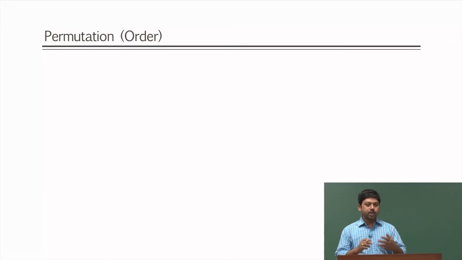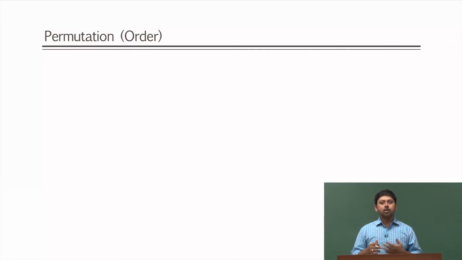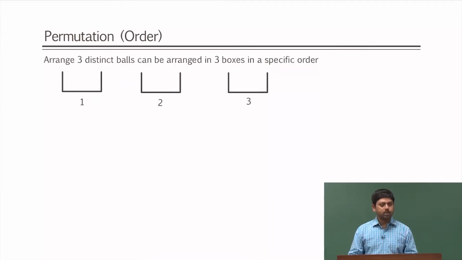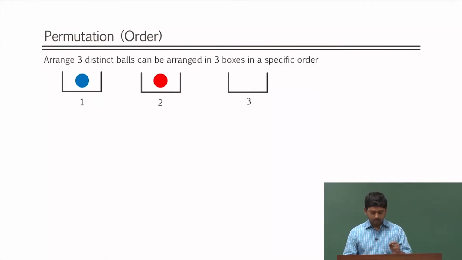What is permutation? Permutation is nothing but arranging distinguishable things in a particular order. Let us say we are given the task of arranging 3 distinct balls in 3 boxes in a very specific order. I have box 1, box 2 and box 3. These 3 boxes are there and I have 3 distinguishable balls. I can put one of them in one box, one in the second box and one in the third box. Note that I cannot have more than one ball in a box.